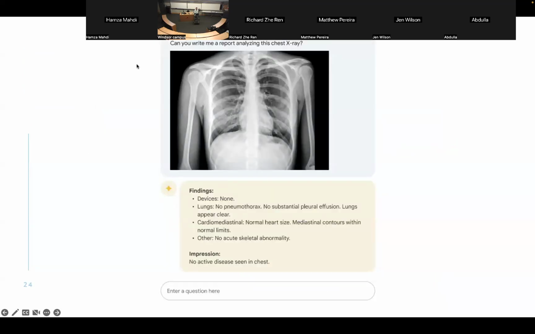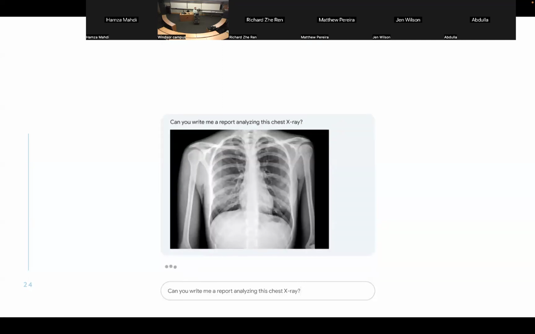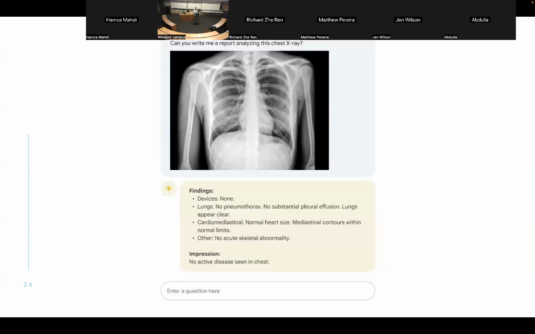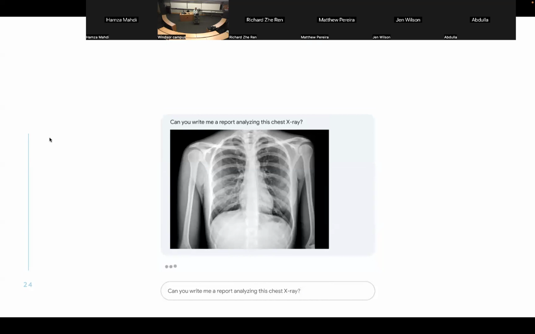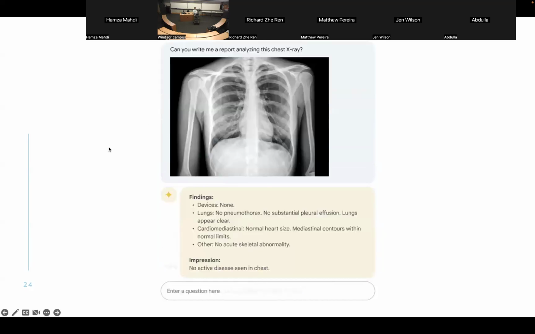Now, remember when I said Google made their own medical AI that's closed source? This is not available for the public to try, but they did release this demo, and you can see you can give it an image and ask it to write a report on the X-ray, and it can work pretty good. It's both exciting and concerning.